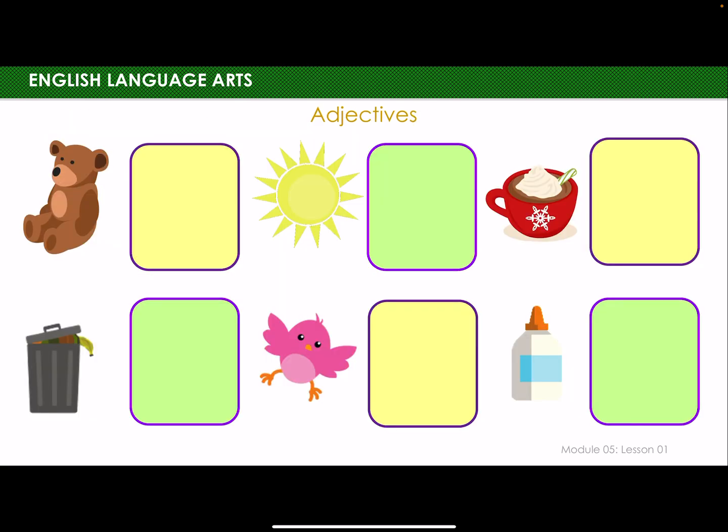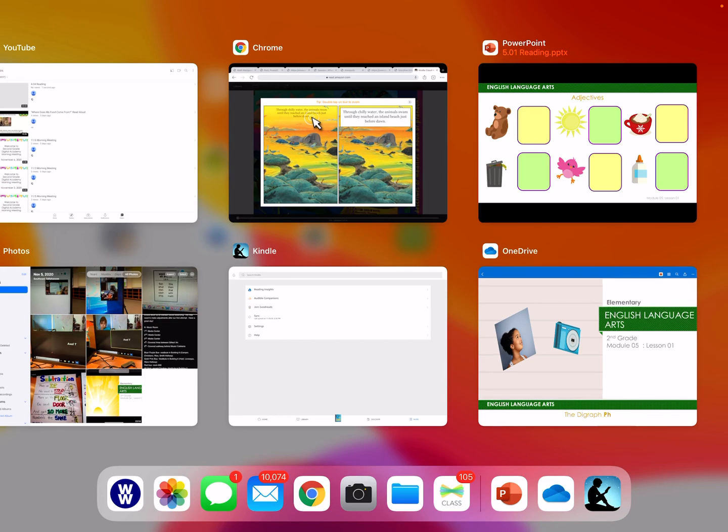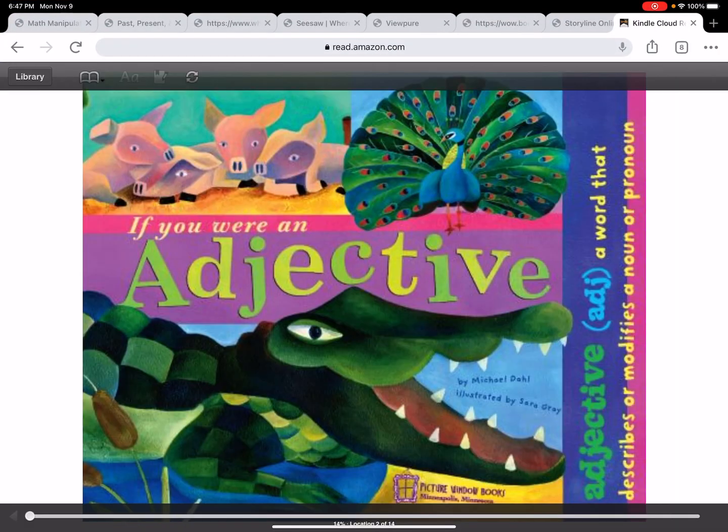We are also learning about adjectives this week. And to learn a little more about what an adjective is, I'm going to read this story to you called If You Were an Adjective. An adjective is a word that describes or modifies a noun or pronoun. So a noun, remember, is a person, a place.